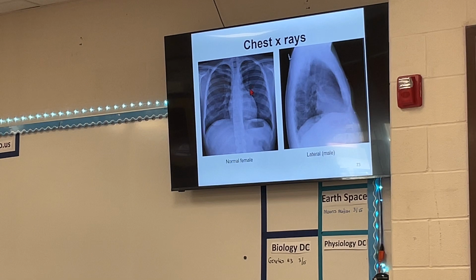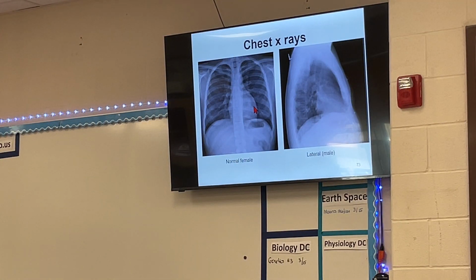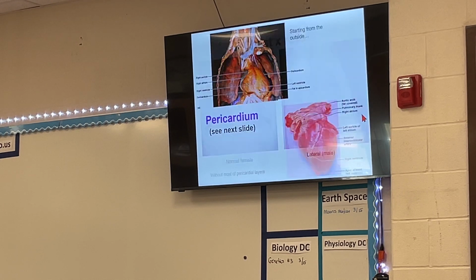Another comparison, this is a normal female and this is a male, and the angle of the heart, and most of it does sit in the left side of the chest cavity, and just another view of the lungs in the back and the heart kind of more toward the front, protected by the sternum of the body. The pericardium, we didn't really talk too much about that because that's more of an anatomy thing, but the pericardium is the sac that covers the heart.